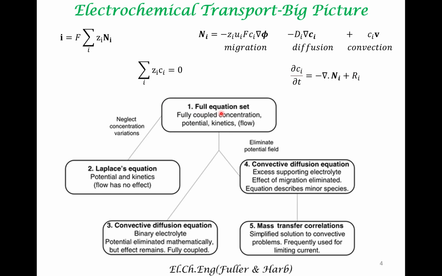To solve them is not easy, so we try to use different approximations to get different limiting conditions. All these things have been dealt with in a series of lectures on electrochemical transport, so I'm not going to elaborate any further. Please look at how the full set of equations can be solved in different limiting conditions. One such limiting condition is to neglect concentration gradient. Sometimes you may eliminate migration using supporting electrolyte and so on. Okay, so this gives you a big picture of how you look at electrochemical transport within the continuum approximation.